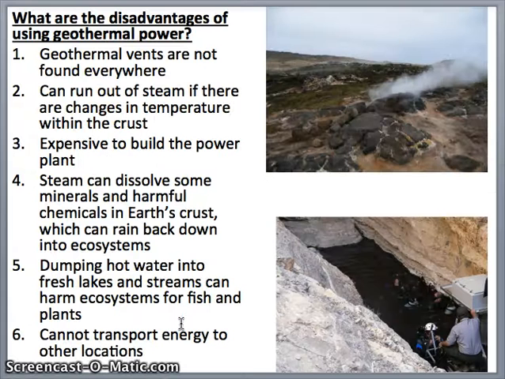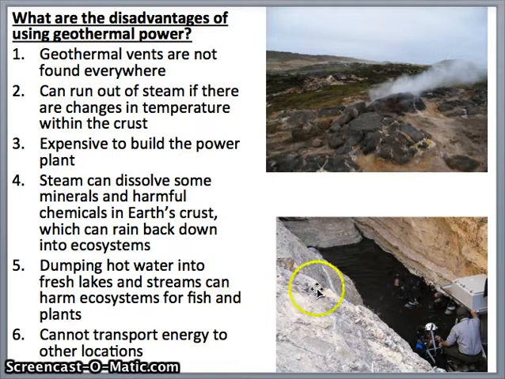Some of the disadvantages of using geothermal power is that geothermal vents like these, the natural vents, are not found everywhere. So there's only so many power plants that we can build. We can also run out of steam if there's changes in temperature within the Earth's crust. It's very expensive to build the power plant, so there's a high initial investment cost. The steam can dissolve some minerals and harmful chemicals in the Earth's crust found around here, and that can potentially rain back down on ecosystems, and that could damage the ecosystems.